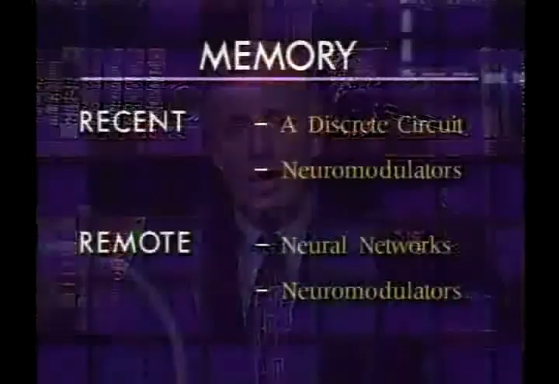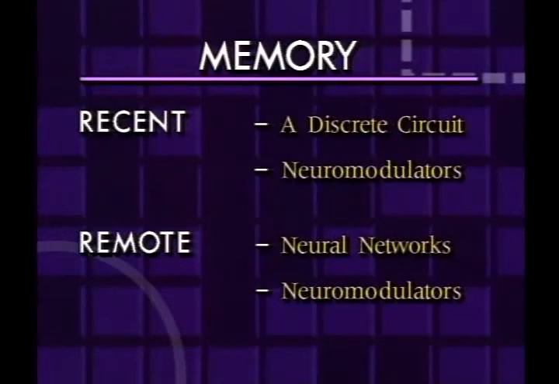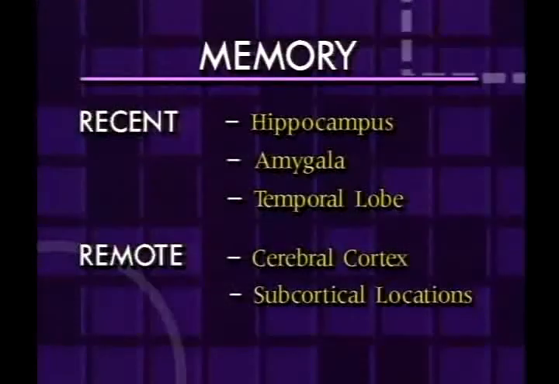Let's talk a little bit about memory. You have 2 different kinds of memory. You have recent and remote memory. Recent memory is things like what happened 5 minutes ago, where you left your car parked. Remote memory is those things that happened 5 or 10 years ago. Recent memory is a discrete circuit located in the temporal lobe. It is affected not only by the neurons in that circuit, but by neuromodulators.